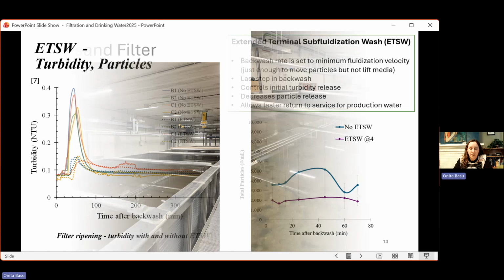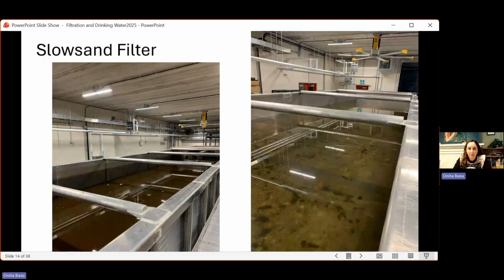All right. So for time, I'm now going to skip to slow sand filters. I'm hoping the way I'm doing it creates lots of conversation for you.